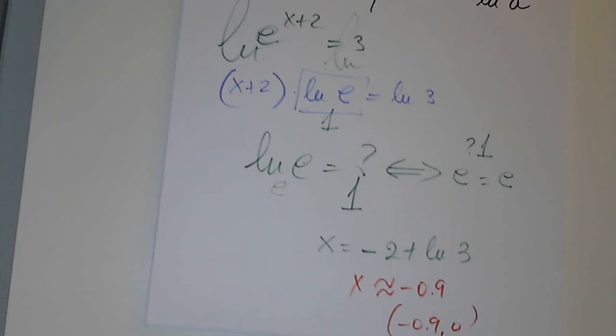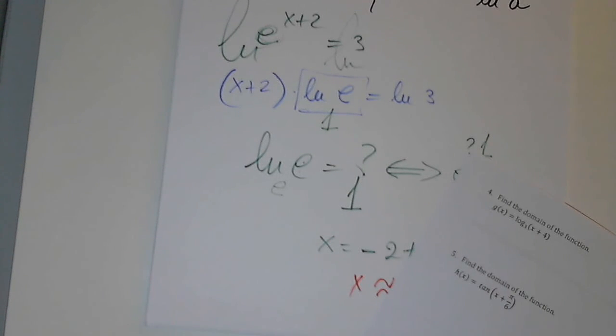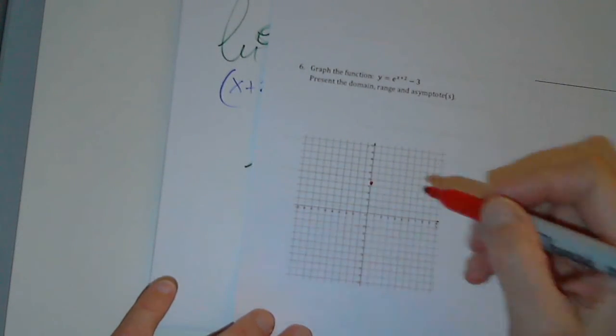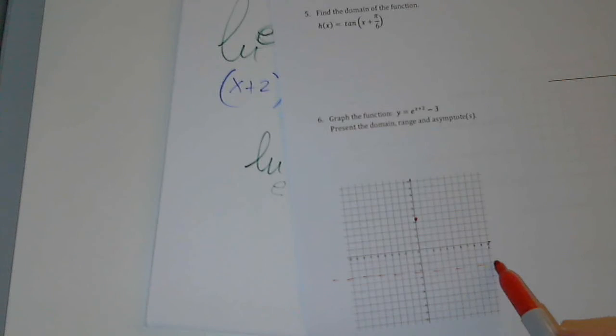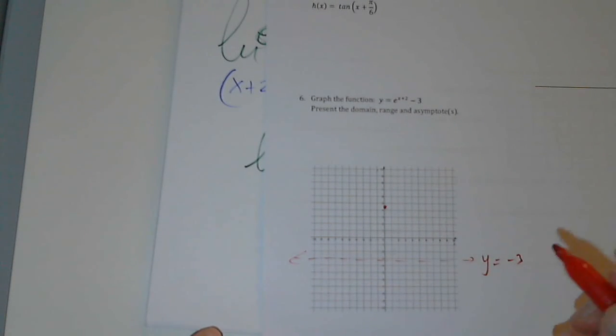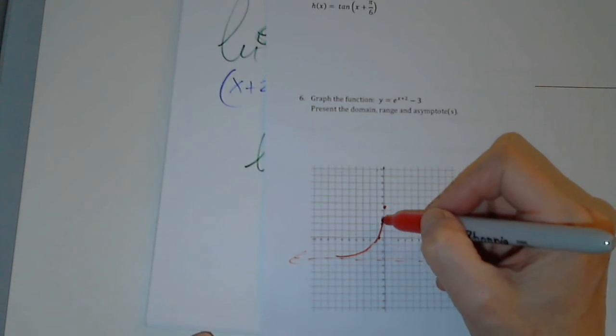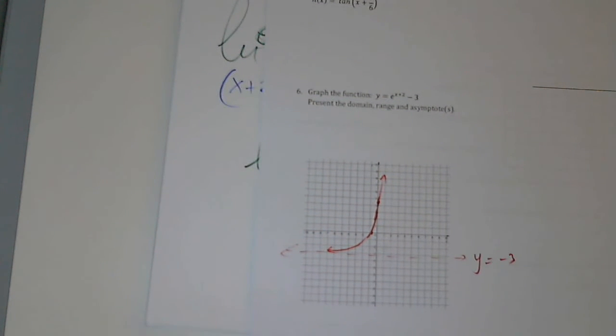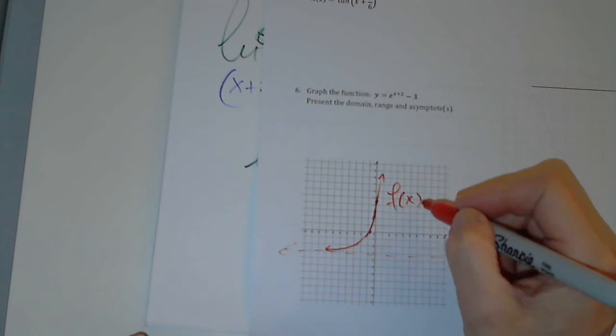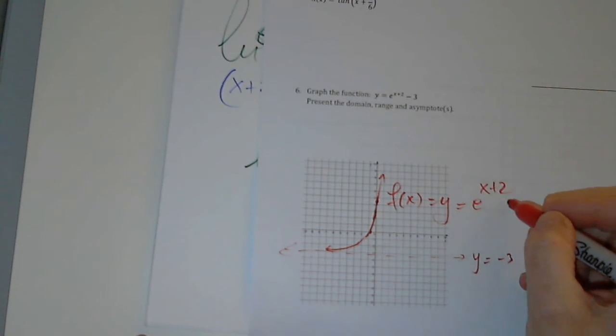So knowing that, I can now go back and come up with a better graph. So here it is. I know it crosses at 4.4. So it crosses here. It has a horizontal asymptote at negative 3, and it's at negative 0.9. So this is a much better graph than the one from before, because I determined the x and y-intercepts algebraically. So this is the function f of x, or y, equals e to the x plus 2 minus 3.